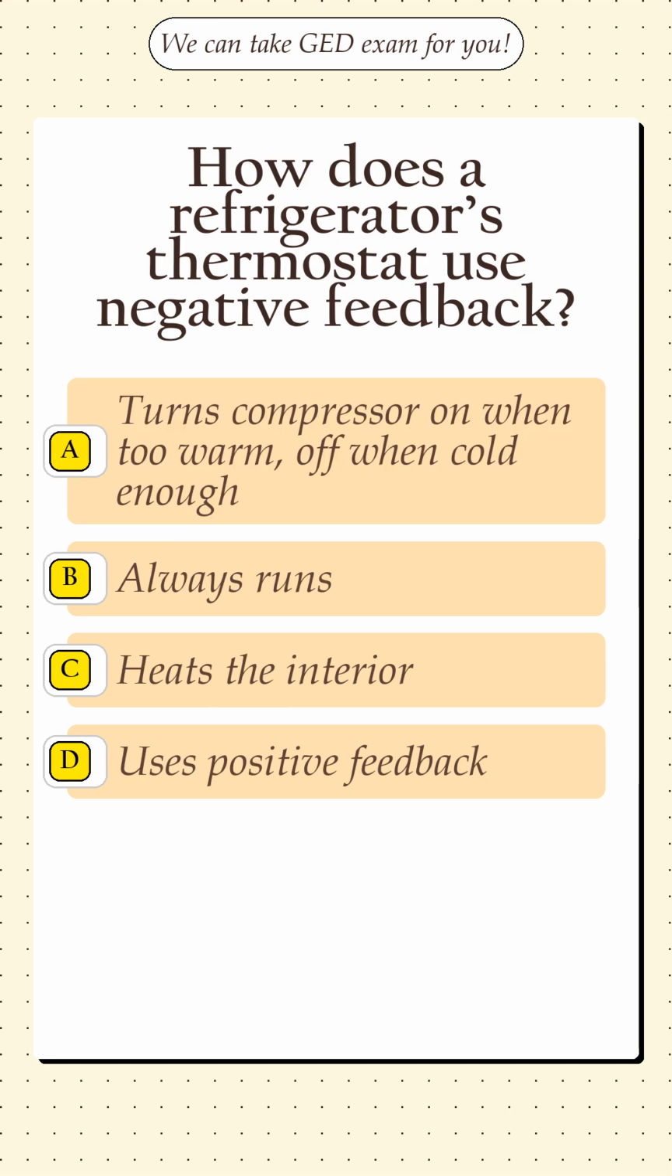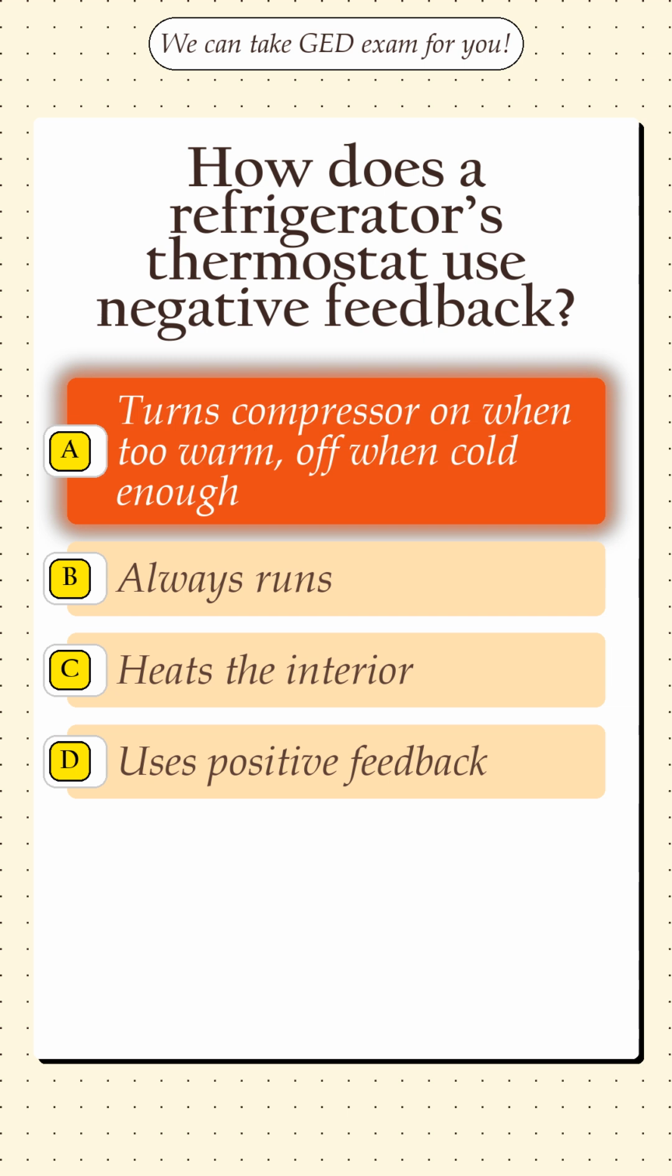Question 19. How does a refrigerator's thermostat use negative feedback? Option A, turns compressor on when too warm, off when cold enough. Option B, always runs. Option C, heats the interior. Option D, uses positive feedback. The correct answer is option A, turns compressor on when too warm, off when cold enough.